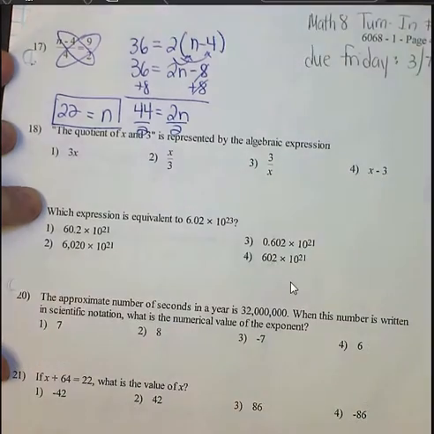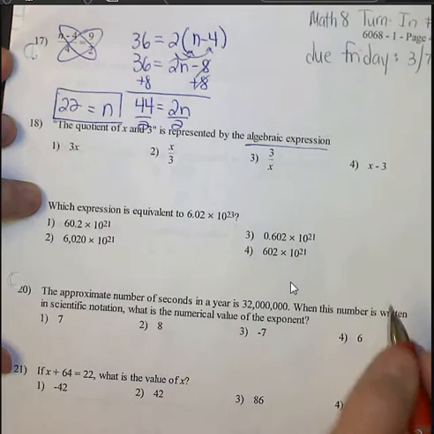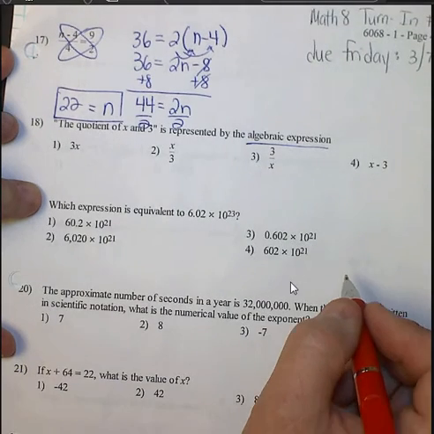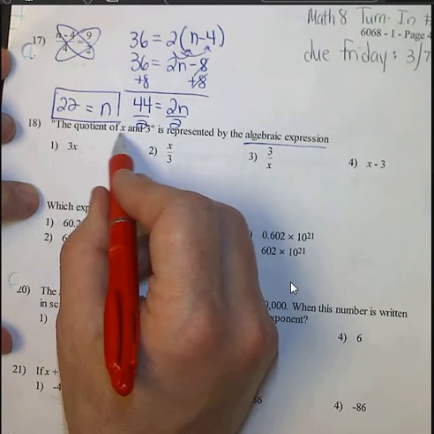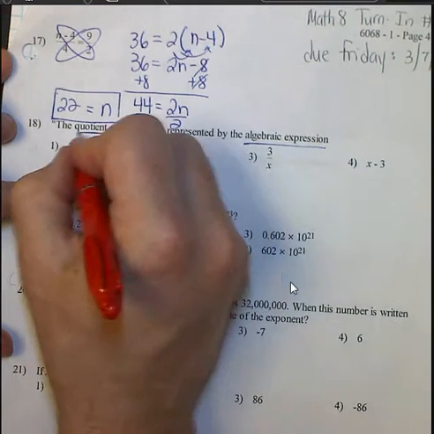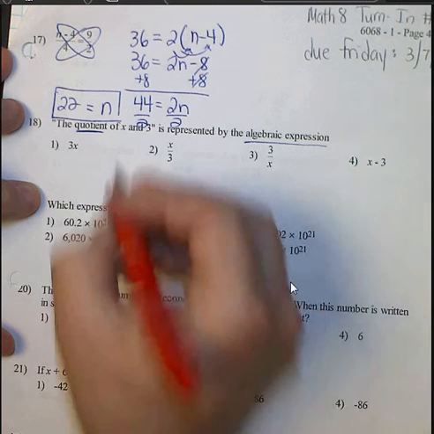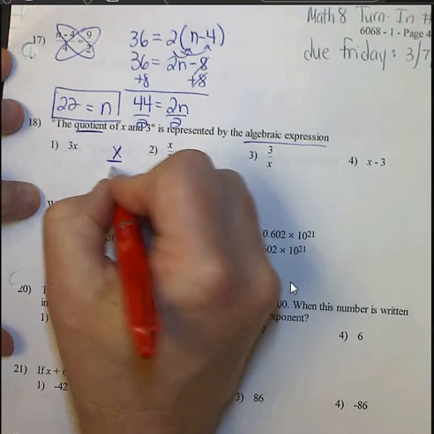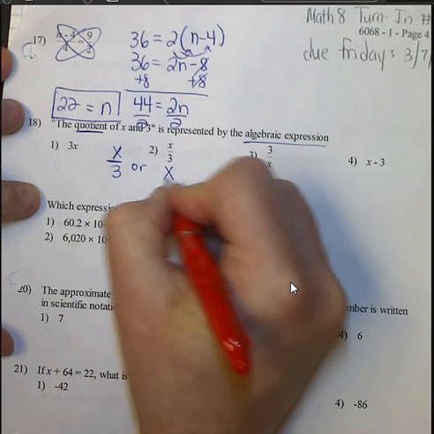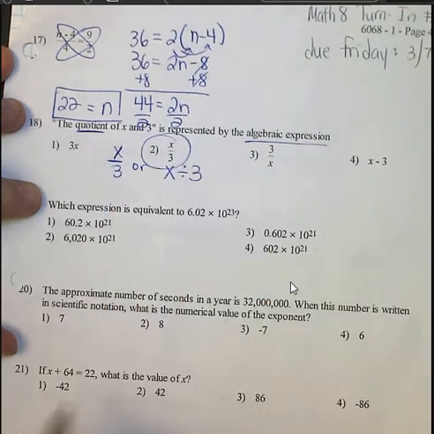Alright, question number 18. In question number 18, they're talking about, again, an algebraic expression, so we're going from words to symbols. The quotient of x and 3 is represented by which algebraic expression? Well, here's the key, the word quotient. And quotient is going to mean division. So x divided by 3, or it could be written this way, but you'll start seeing it more and more this way, and that's choice 2.